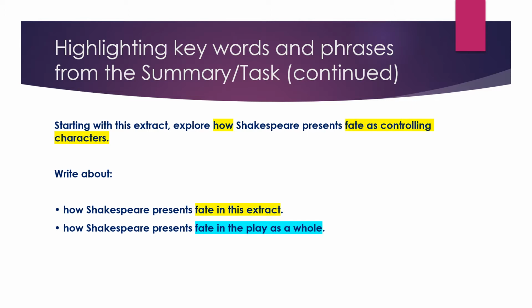So again, compare your highlighting to mine. You'll see that I've highlighted the word how. So I need to be very clear in my response to talk about the methods that Shakespeare uses to present fate as controlling characters. And I also need to use plenty of evidence from the extract, and I also need to reference other areas of the play where he demonstrates fate as controlling characters as well.